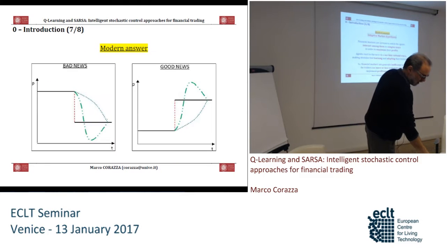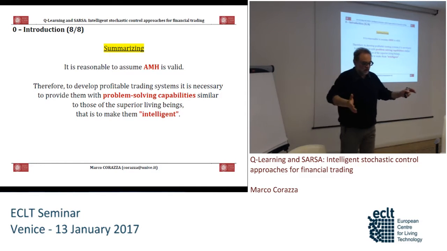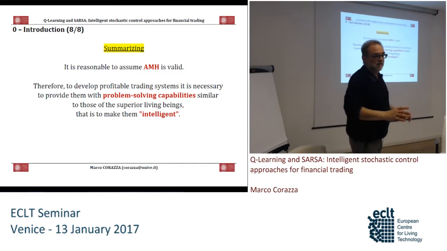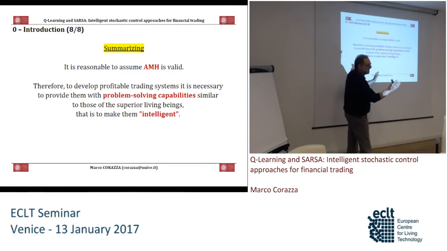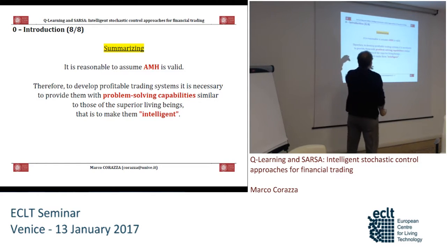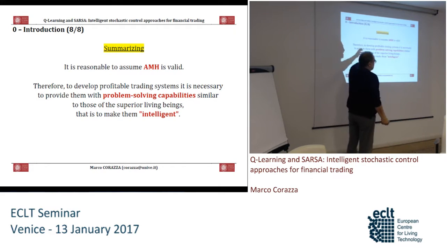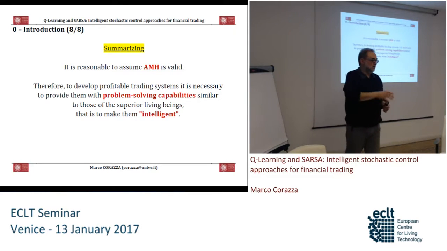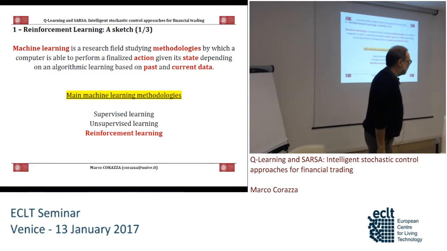So, okay, well, given that it is well known that human beings are not rational at all, it is more reasonable to assume the adaptive market hypothesis than the efficient market hypothesis. In particular, given this idea following which there is an intelligent interaction between the various agents, we need our trading system to be intelligent. This is the reason for which in this talk I present a trading system which is intelligent, because we need this trading system to be able to interact with the other agents of the market.